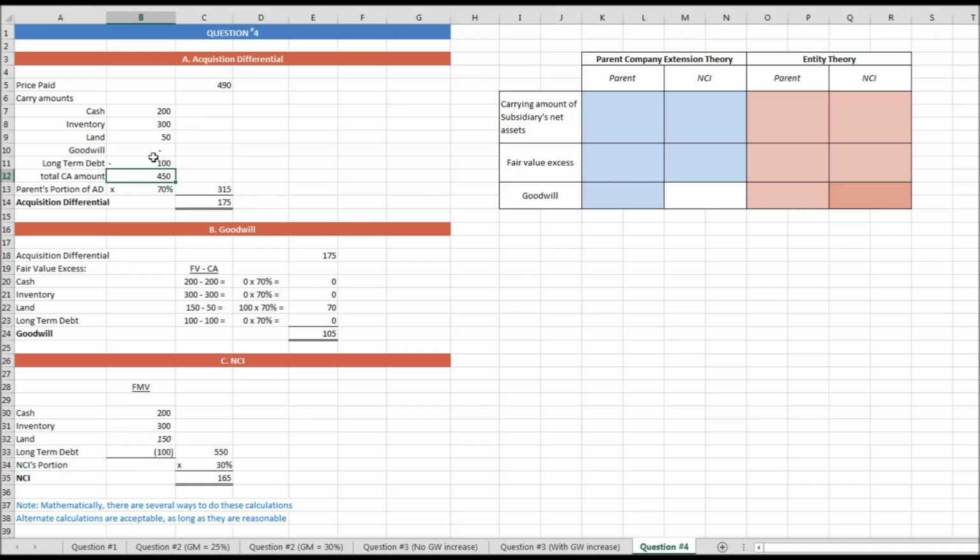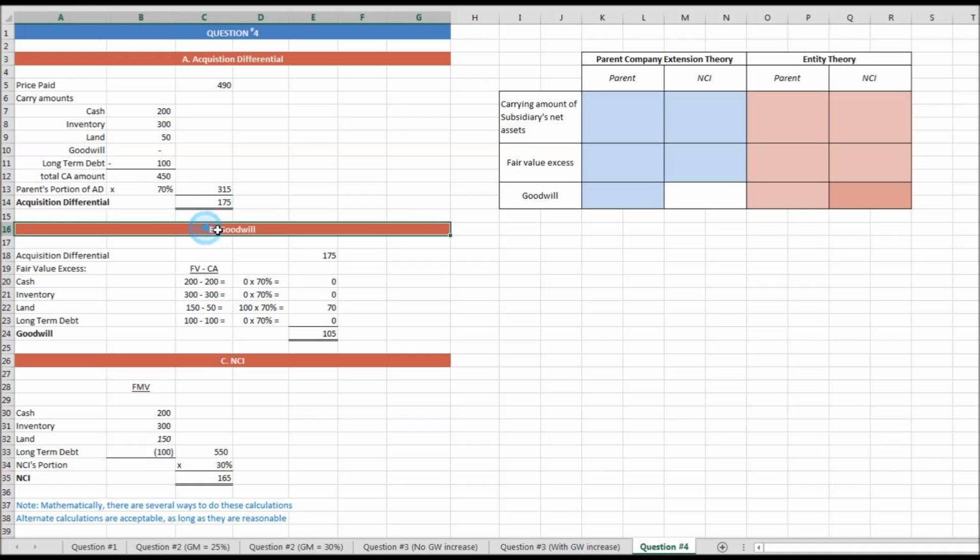At this point, this would be both of these blocks right there. So the carrying amount of the non-controlling interest and the controlling interest, which would be the parent. But we're only looking for this right here. So we're going to multiply that by the parent's portion of acquisition differential, so 70%, which gives us 315. And if we subtract that from our purchase price, we get the acquisition differential using parent company extension theory right here.